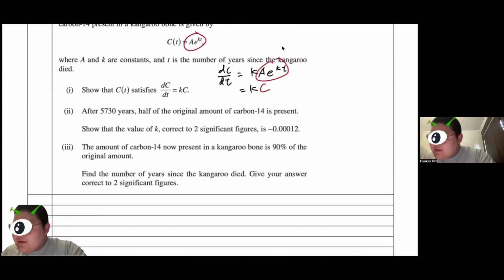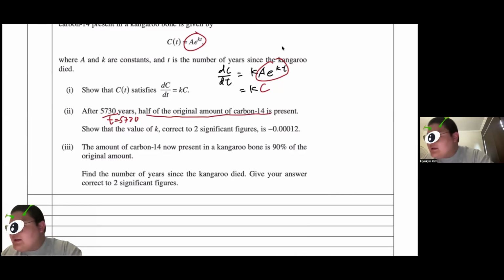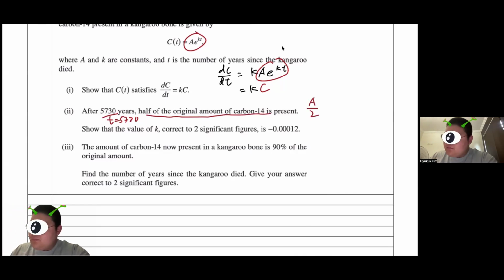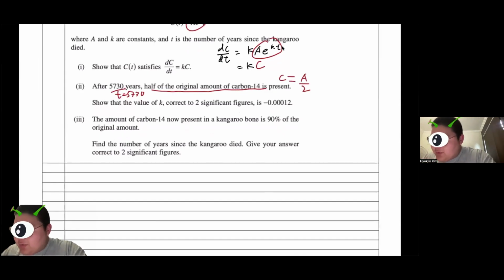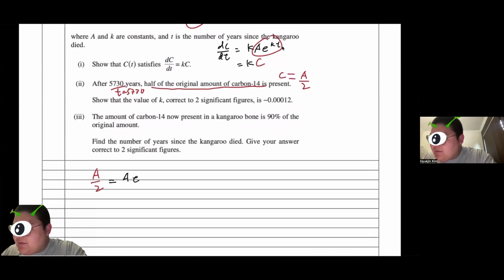Now, after 5,730 years, half of the original amount of carbon-14 is present. What they're telling me is that t equals 5730, and the original amount is only half there. So instead of A, I have A on 2. C equals A on 2. So now I'm just going to equate that. A on 2 equals A e to the power of k times 5730. A's cancel out. It becomes half equals e to the power of 5730k.